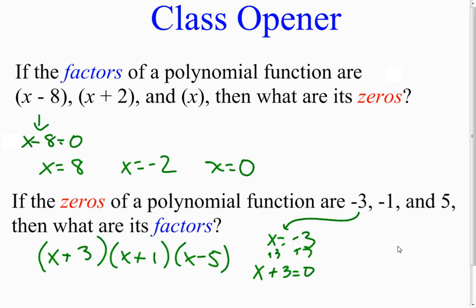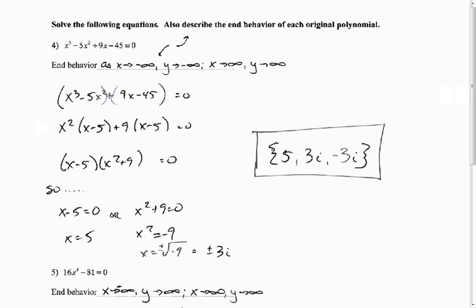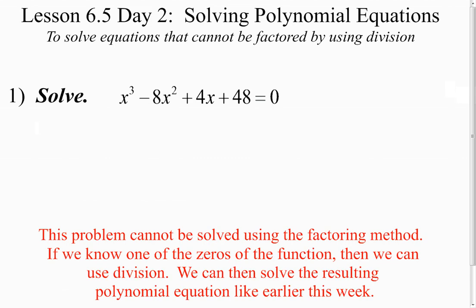So what we're going to talk about today is we're going to build off of the long division that we did yesterday. Answer keys are up online, so you can check those later. Today we're going to talk about solving polynomial equations again, and what happens when they cannot be factored by using the usual methods. We're going to solve the ones that can't be factored by using division.